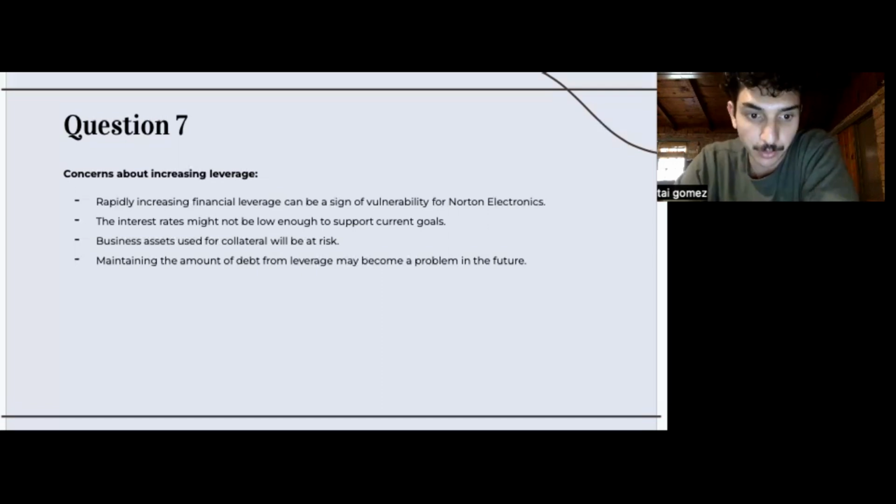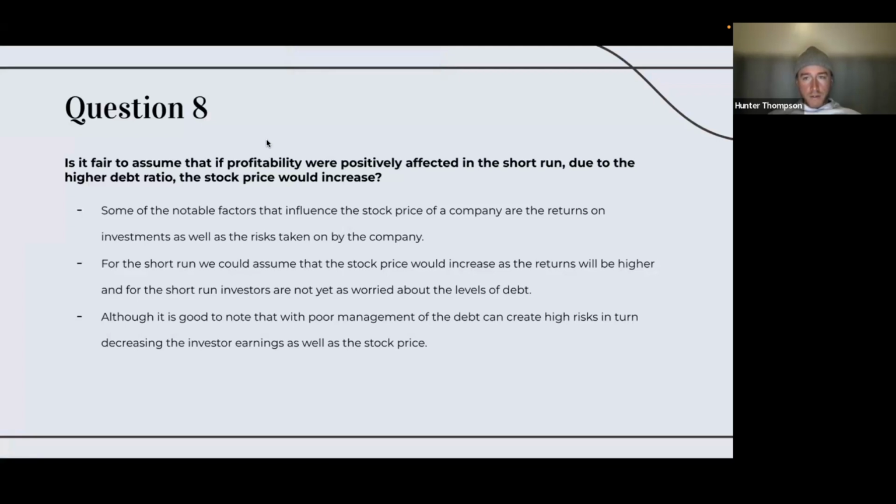Hello, this is Hunter Thompson, and I will be covering questions 8 and 9. For question 8, it asks, is it fair to assume that if profitability were positively affected in the short run due to higher debt ratios, would the stock price increase? And so some of the notable factors we would look at for the stock price of this company would be returns on investments, as well as the different risks taken on by said company.